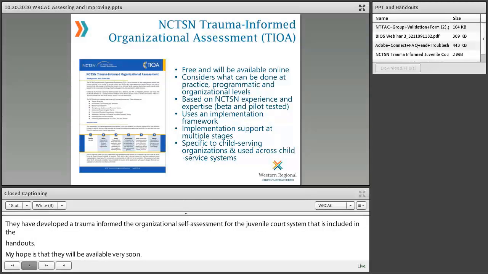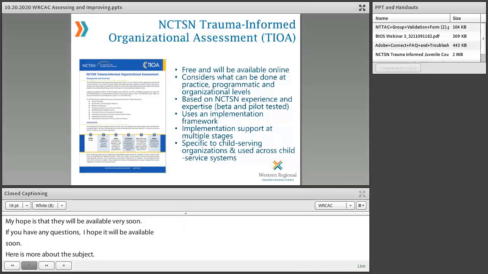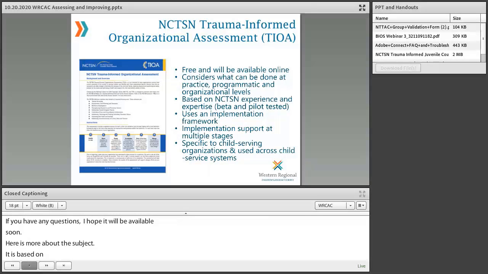So a little bit more about the TIOA. Again, I mentioned it's free and will be available online. It considers things that can be done at the programmatic, practice, and organizational levels. It's based on their long time, like I said, they were working on this tool for a couple of years, and then they tested it with us, and then they did a whole pilot test. So they're really trying to make sure that this is a good, sound tool that's helpful.